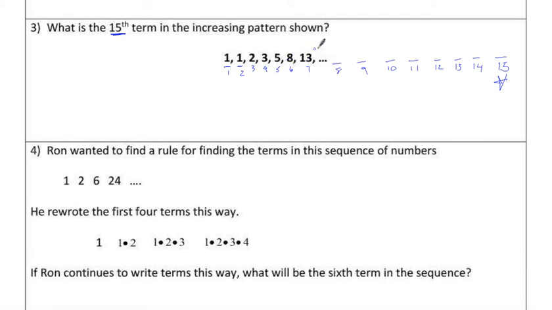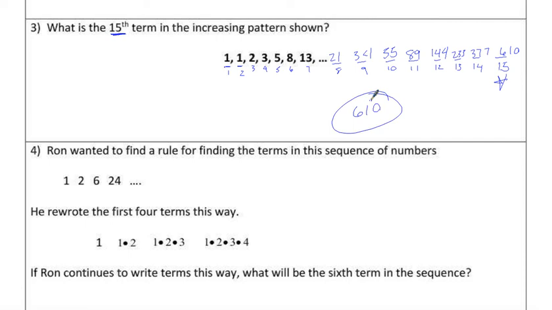So 13 plus 8 would be 21, and then 21 plus 13 gives you 34, and then 34 plus 21 gives you 55, and then 55 plus 34 is 89. 89 plus 55 gives you 144, and 89 plus 144 gives you 233, and 233 plus 144 is 377, and 377 plus 233 is 610. So 610 is the answer to this problem.